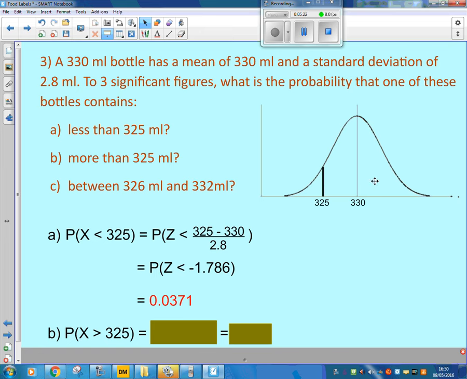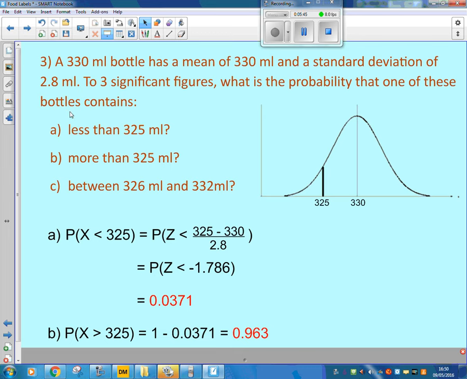The probability of being more than 325 is 1 take away 0.0371, and that comes to 0.963. So all I had to do was subtract this from 1. If it hadn't been 325, if it had been a different number there, I'd have had to do a full calculation.